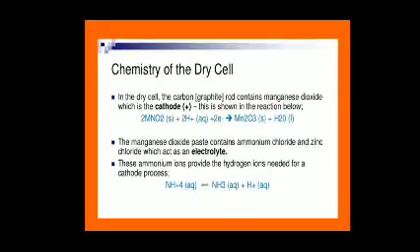At the anode, zinc converts to Zn2+ plus 2 electrons. That is the oxidation reaction. This one is the reduction reaction.